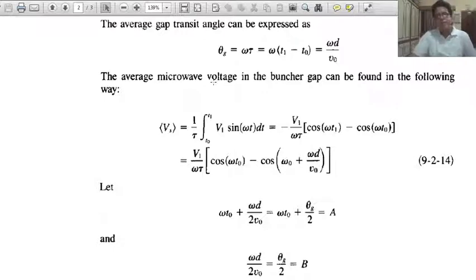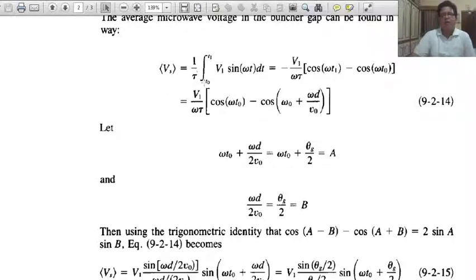Now, the average microwave voltage in the Buncher gap can be found in the following manner: 1 upon tau integral t0 to t1 of V1 sin omega t dt. After integration and substituting the limits, this is given by this term. Here, cos omega t0, we are taking the minus sign common, so this term comes before and this is after that. Here we just put the value of t1.